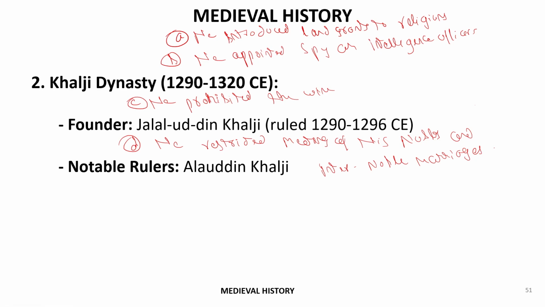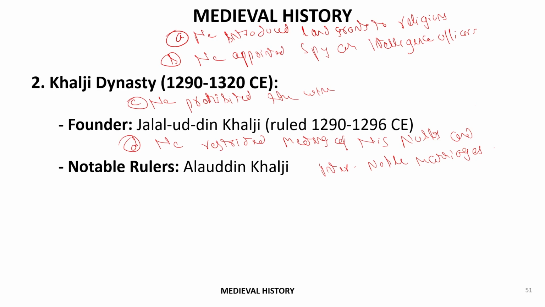Second thing, he appointed the intelligence officers to keep the eyes on everyone. Third point, he prohibited the use of wine. And fourth point, he stopped his nobles and ministers to meet up and also do marriages without his permission. So you can say that he did not want his ministers to meet or to marry each other without his permission.